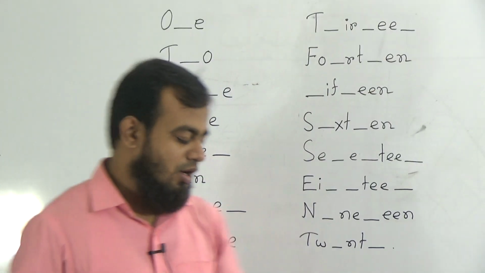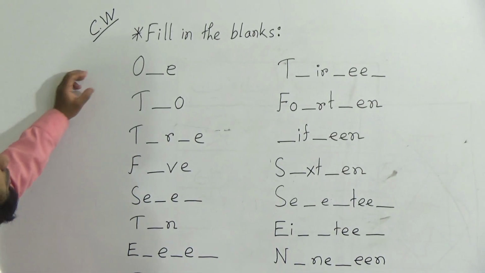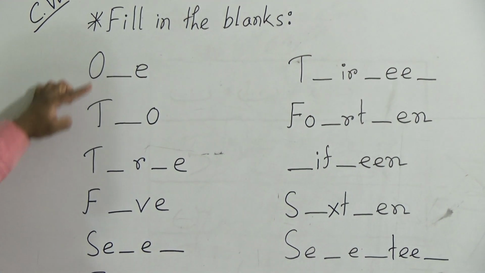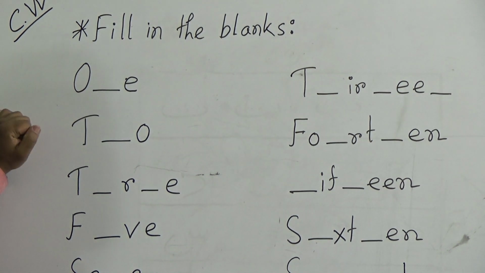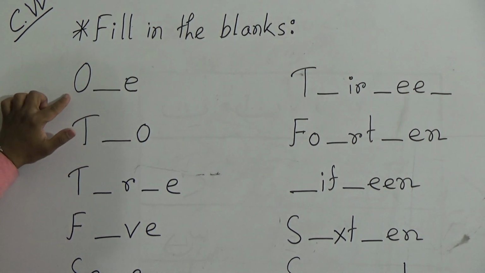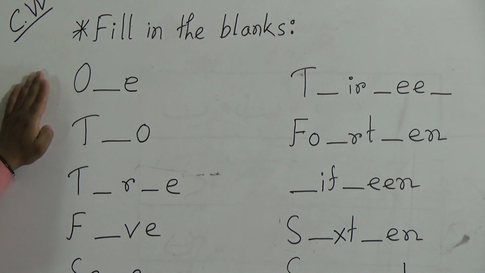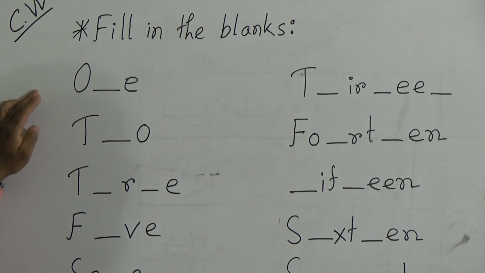In the previous classes, we have already learned how to write down in words and how to write down in numbers. Today we will learn how to fill in the blanks, that means how to fill these blanks to make a word of a number. The first one is O blank E. That means this is the first number in word. This one is already given in the questions. You only need to fill in the blanks to make a word of the numbers.